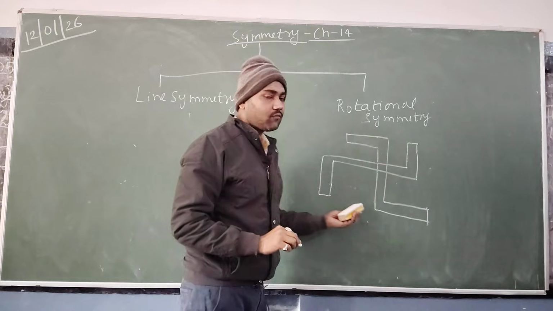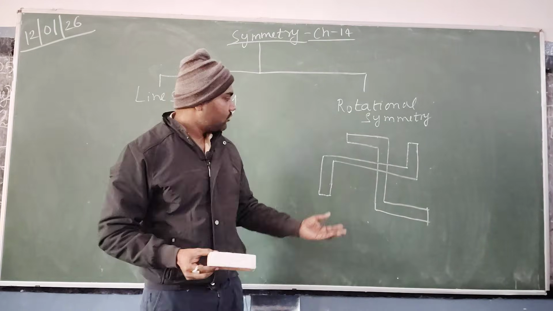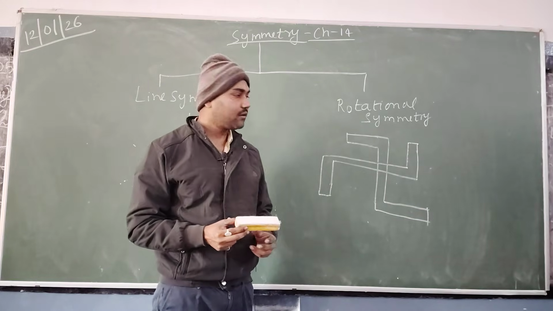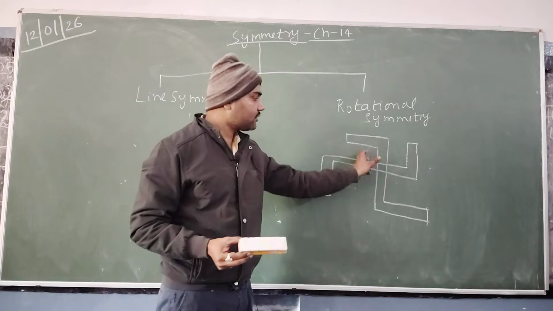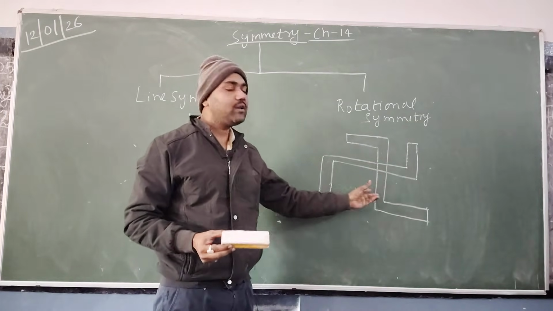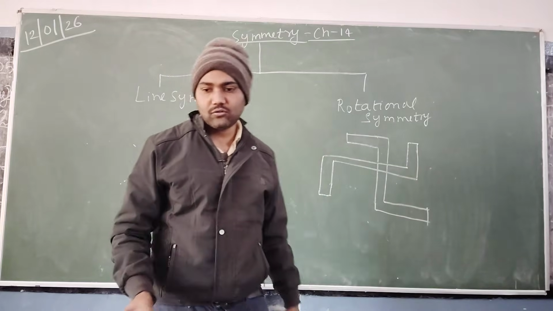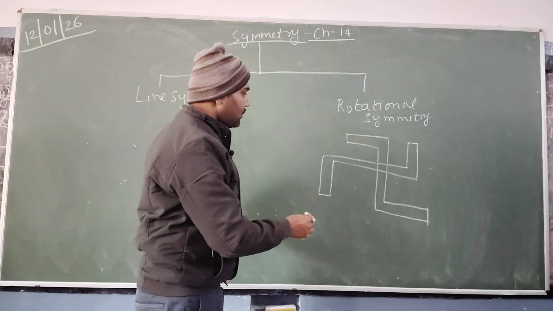Suppose this is a figure which we all know, this is a swastik, sign of swastik. If this is a figure and it is asked how many rotational symmetry it has, see, this is its starting point. If we rotate the figure, then at every 90-degree angle it looks similar. Understood? At every 90-degree angle, it looks similar.